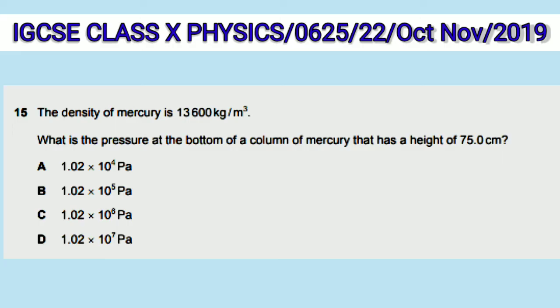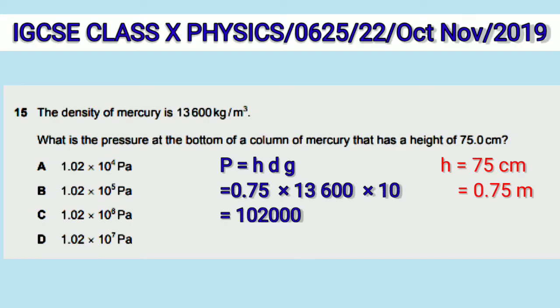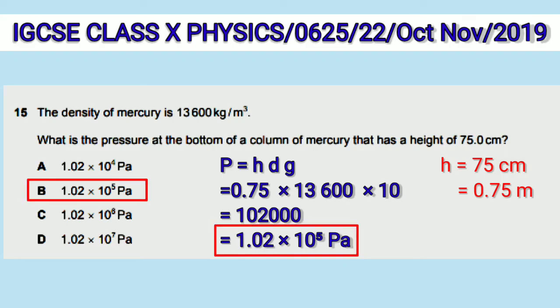Let's see what we have in question 15. The density of mercury is 13,600 kg per meter cube. What is the pressure at the bottom of column of mercury that has height of 75 centimeter? Height of mercury column given here is in centimeter, so we will divide it by 100 to change it into meter first. So now we have height as 0.75 meter. We'll use formula h d g to calculate the pressure. We will substitute all the values and we have pressure is equal to 1.02 into 10 to the power 5 Pascal. So correct answer is option B.